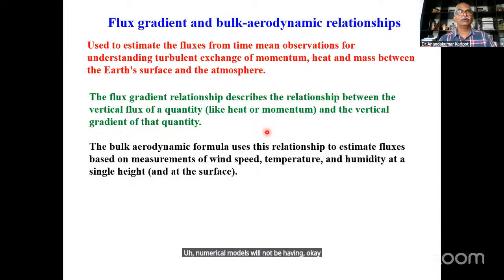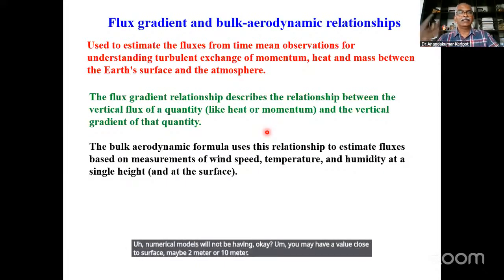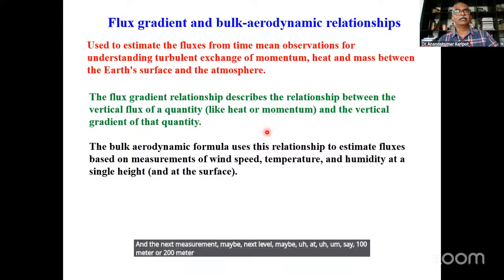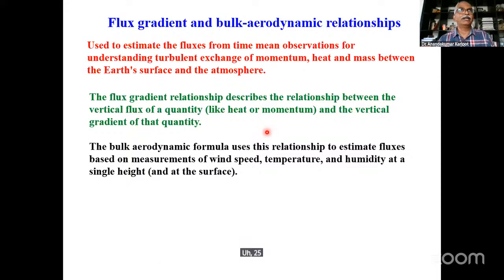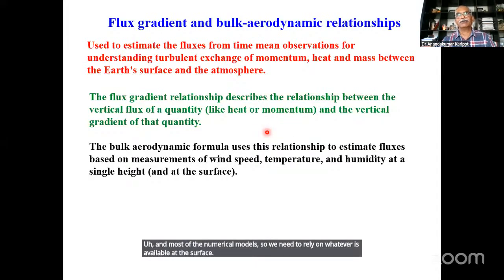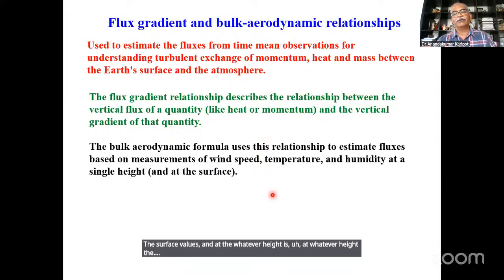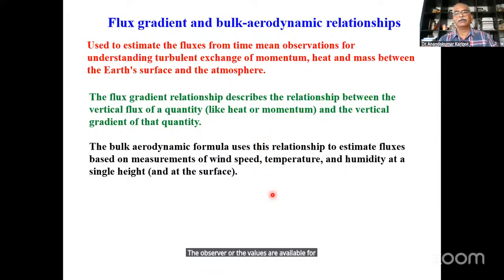Okay, you may have a value close to the surface, maybe 2 meter or 10 meter, and the next measurement maybe at the next level, say 100 meter or 200 meter, or at a spacing of say 25 hectopascal, like that. So local gradients are not available in most of the numerical models. So we need to rely on whatever is available, the surface values, and at whatever height the values are available for all the different variables.